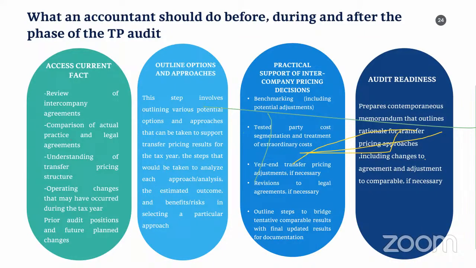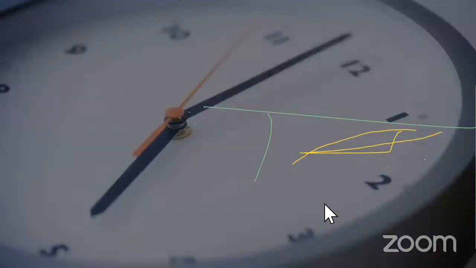Then the audit readiness. Prepare your contemporaneous memorandum that outlines the rationale for transfer pricing approaches, including changes to agreements and adjustments to comparability if necessary. What we're saying here is that as intercompany transactions are happening, as you are benchmarking, whatever comparables you're using to determine the transfer price, you should be documenting them as things are going. So with that, you will not have problems with the tax authority.